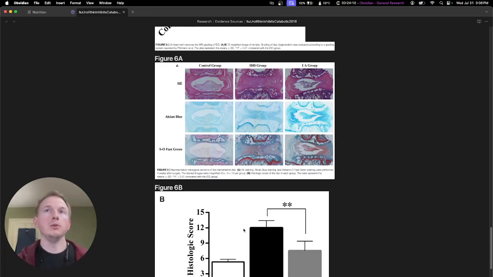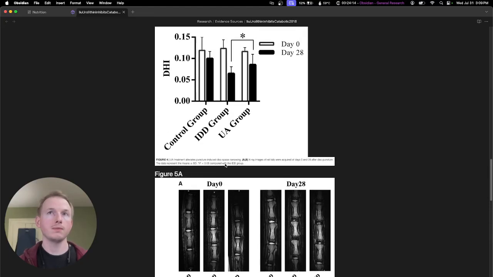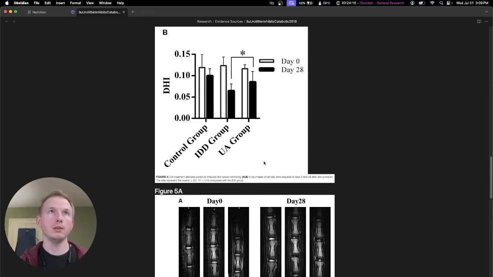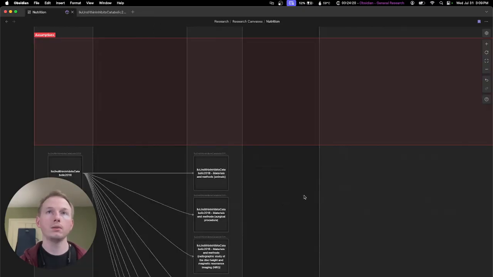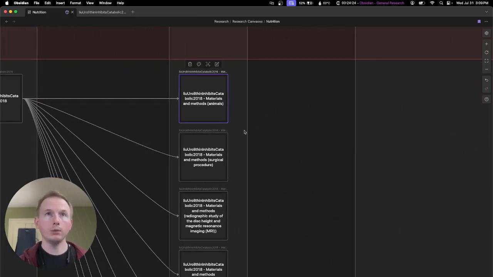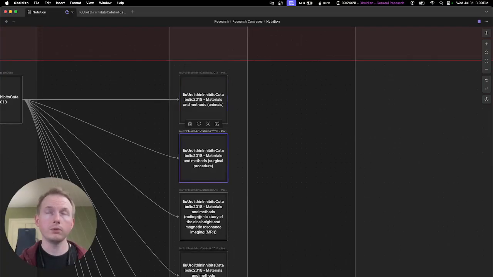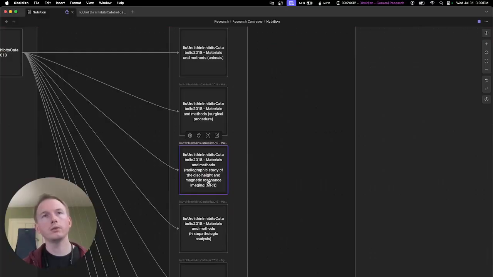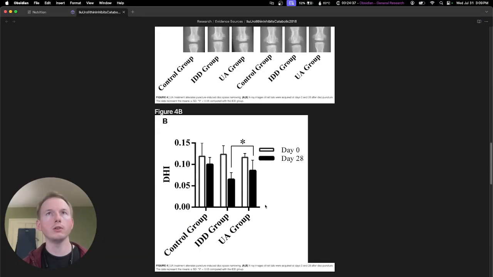So what I need to do is take these figures and combine them with the original methods to derive insights. So we've got the animal model, the surgical procedure, the MRI. Oh, was that MRI or X-ray?